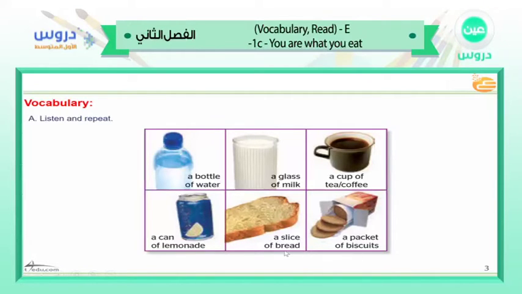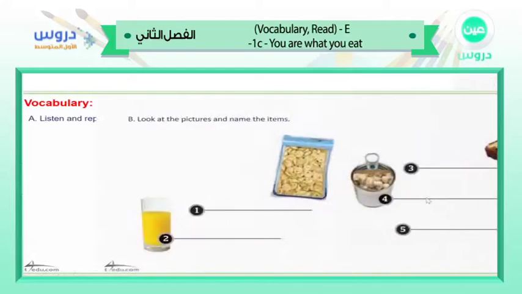A slice of bread. We know this is bread. But this thing, we cut it in a thin piece. When we cut it in a thin piece, we have a slice. A thin piece, which is a slice of bread. The last thing, a packet of biscuits. This is the packet. Can you see it? This is the packet, and this is the biscuits. So it is a packet of biscuits. Very nice.